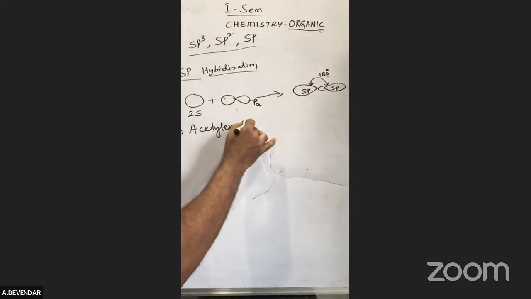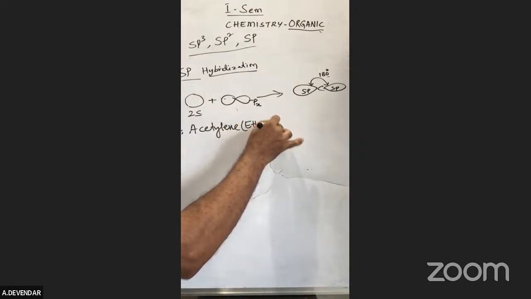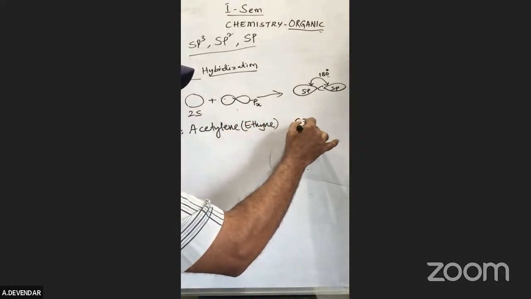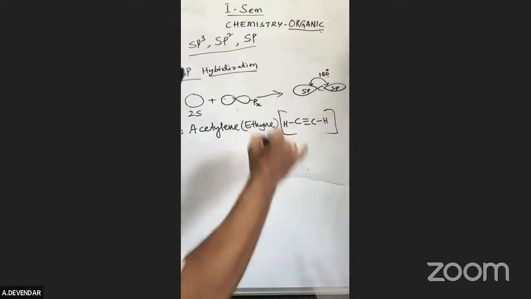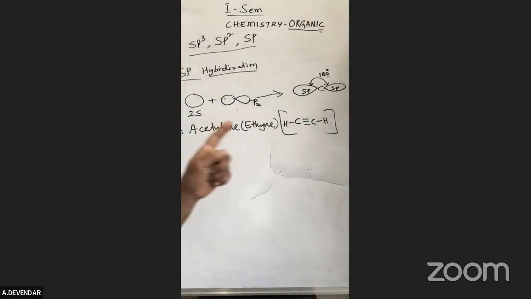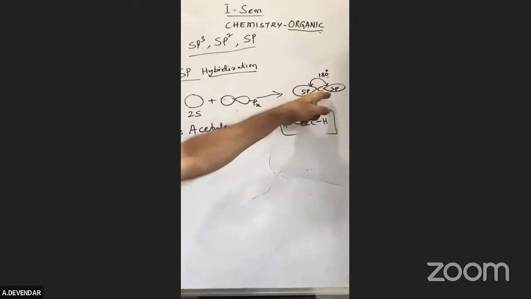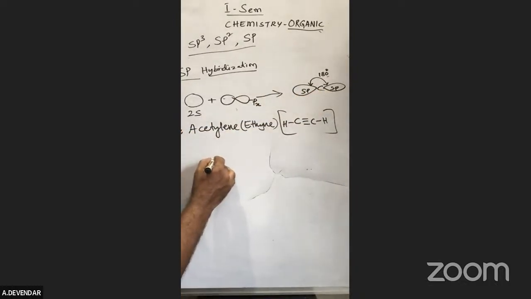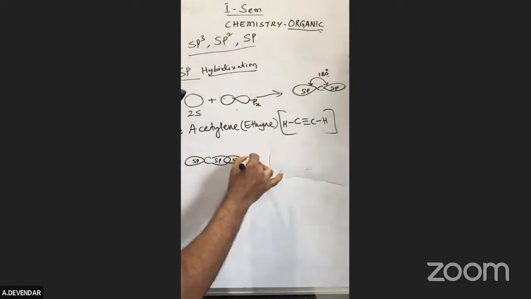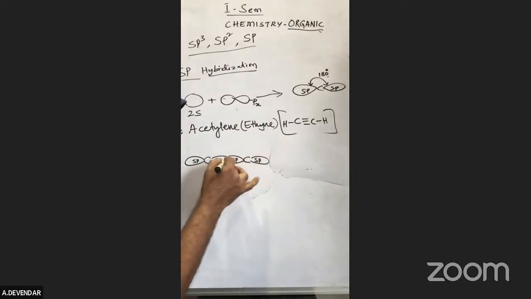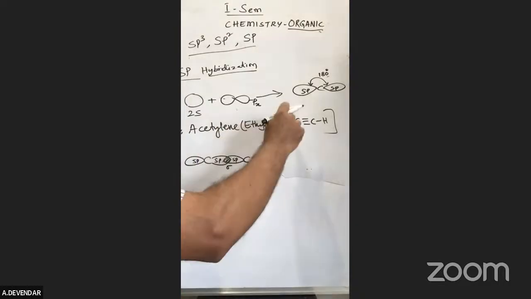Acetylene is a common name. Actually, the IUPAC name is ethyne. This is the structure. Here also 2 carbon atoms are there, one sp and another sp. On each carbon there is one more sp, and head-on overlapping of the sp orbitals takes place, forming a sigma bond. Each carbon atom has one hydrogen.